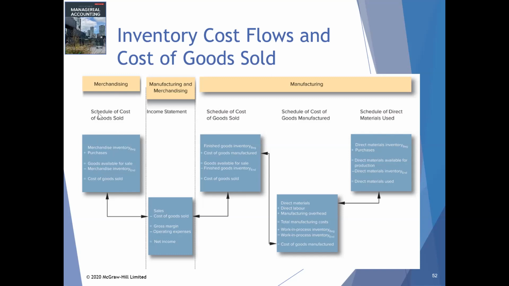In this merchandising, let's say Best Buy is a merchandiser. This is the same step as here. This is the schedule of cost of goods sold. Here we write merchandising inventory, and here we write not merchandising inventory. That is it. In this case, we did not buy any inventory. We produced it. We manufactured it.